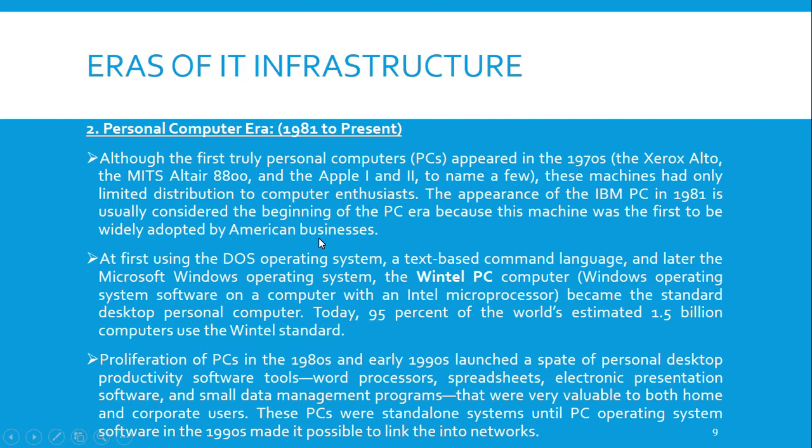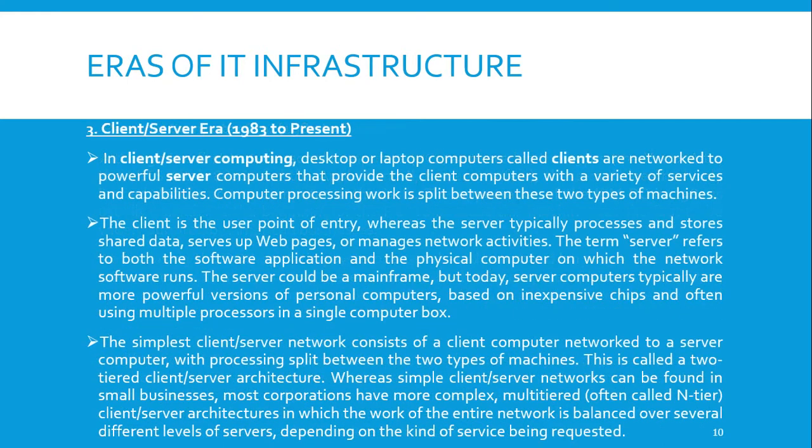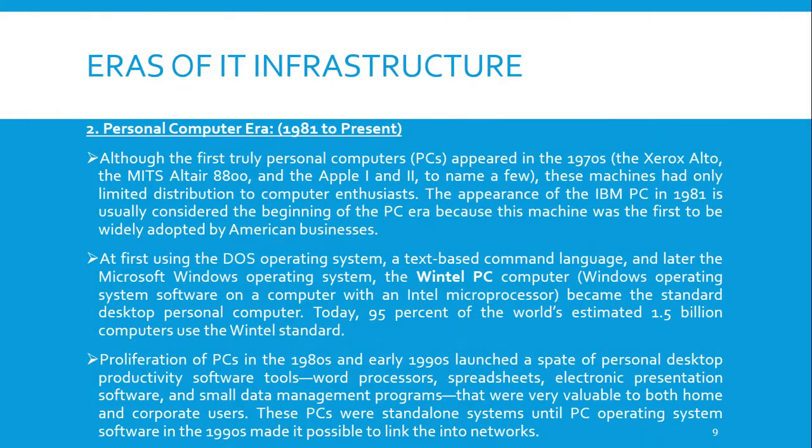Right, so 1981, why are we taking this year as the start of this personal computing era? Because that was the year when IBM introduced its PC, and that was widely adopted by American businesses. At first, the disk operating system, DOS, a text-based command language, was used as the operating system, and then it was later replaced by the Microsoft Windows operating system.